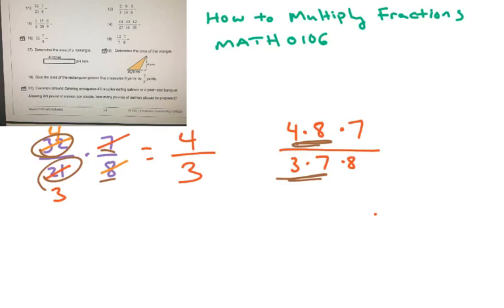Okay, so now what did I do, rather? All I did was I said, well, look, 7 and 7 divide out, 8 and 8 divide out, and that leaves me with 4/3. Okay, so let's try the next one.